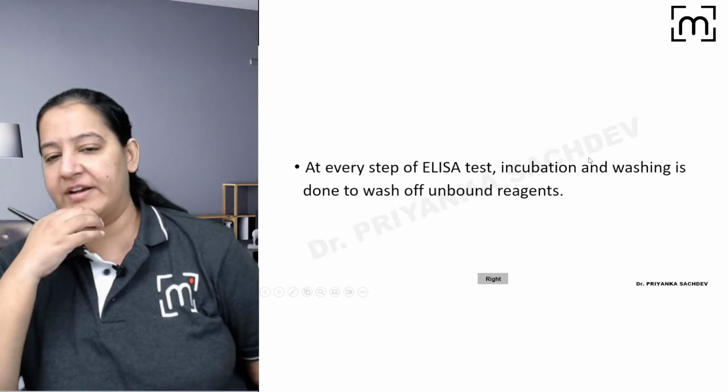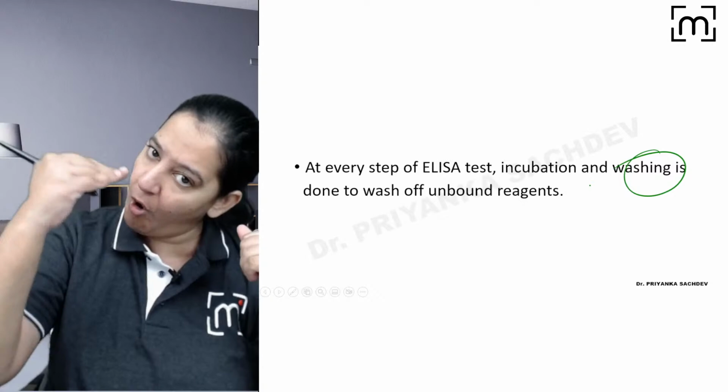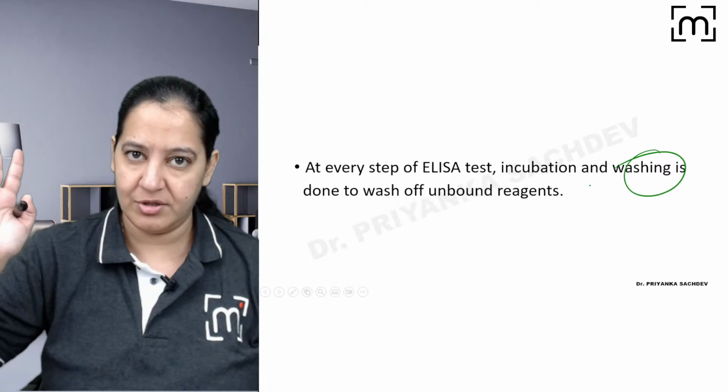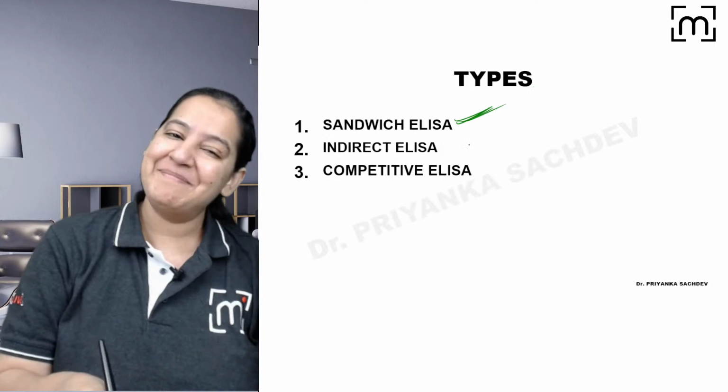Can we go ahead? Now at every step, washing is there. I'm not saying it again and again, but in all four steps: step 1, washing. Step 2, washing. Step 3, washing. Step 4, washing. After washing, see the color change, because whatever is free, you want to wash it out. Right? Okay. We are done with the sandwich ELISA. I guess you all are with me. Right? Let me start the next ELISA.